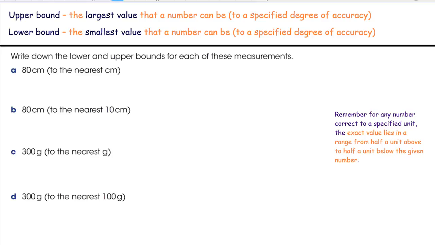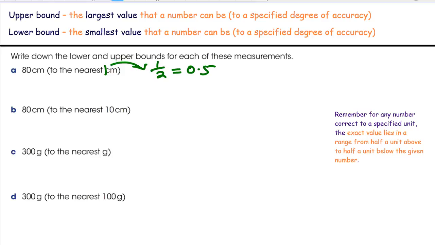Now, remember one thing, for any number correct to a specified unit, the exact value lies in a range from half a unit above to half a unit below. I'll explain what I mean by that here. So, suppose 80 has been rounded off to the nearest centimeter. So, to the nearest 1 centimeter. Take that 1 centimeter, divide it by 2, which is 0.5.